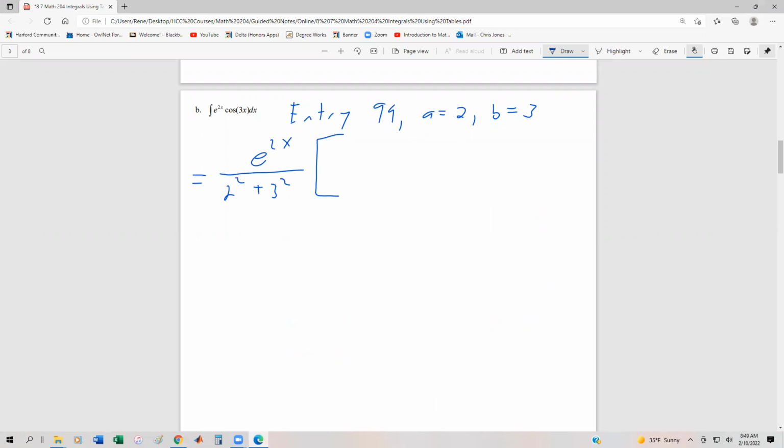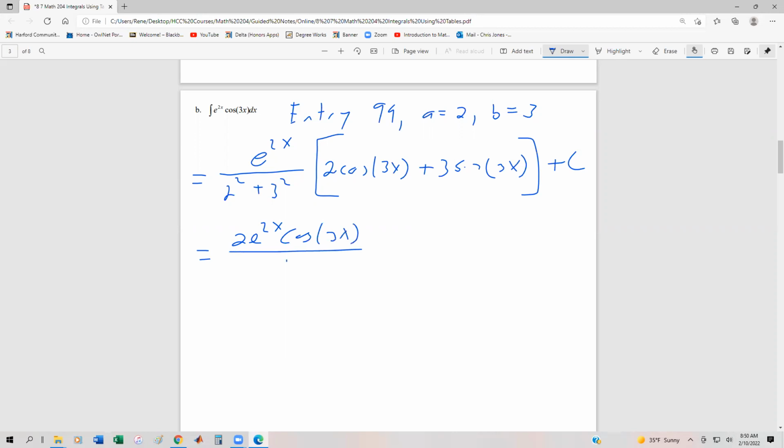And then we have a cos bu, so that's 2 cos 3x, and then plus b sine of bu, and then there's a constant of integration. If we wanted to, we could certainly distribute that through. So another answer we could get is 2e to the 2x cos 3x divided by 13 plus 3e to the 2x sine 3x divided by 13 plus c.